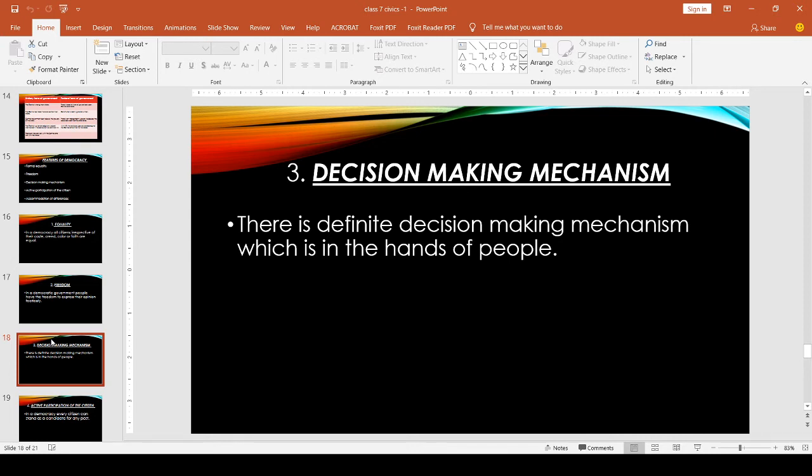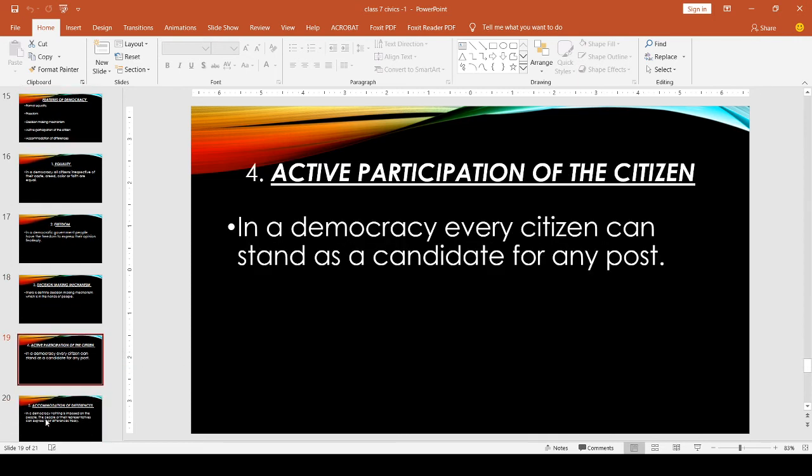So people have full freedom to express their opinion freely and they can form the government. People form the government and also people have full power to remove that government. The next one, active participation of the citizen.